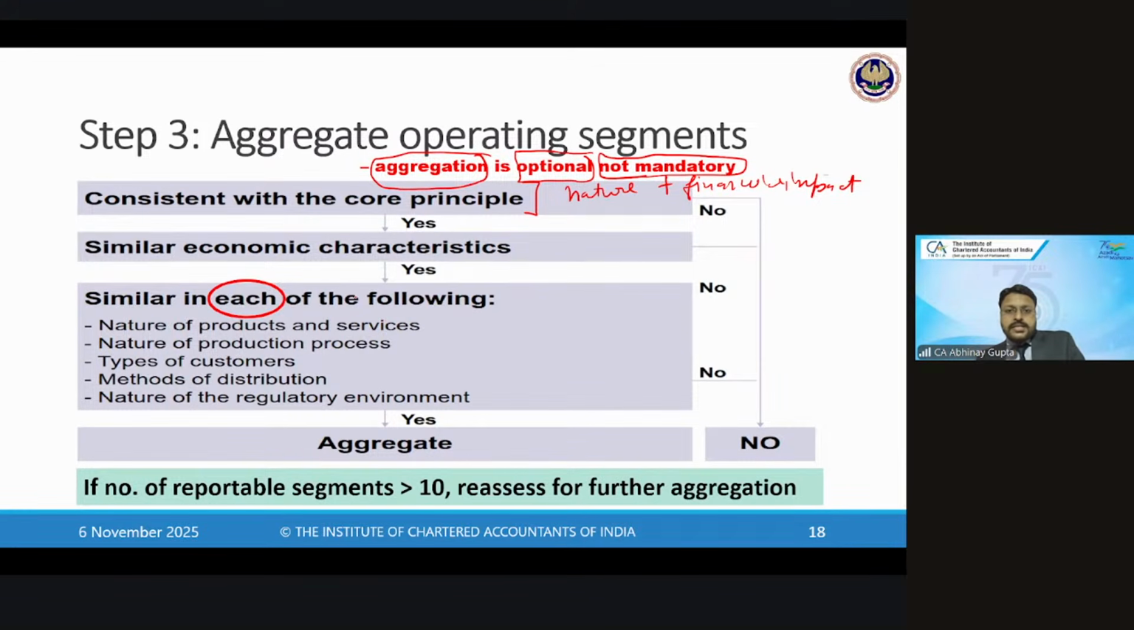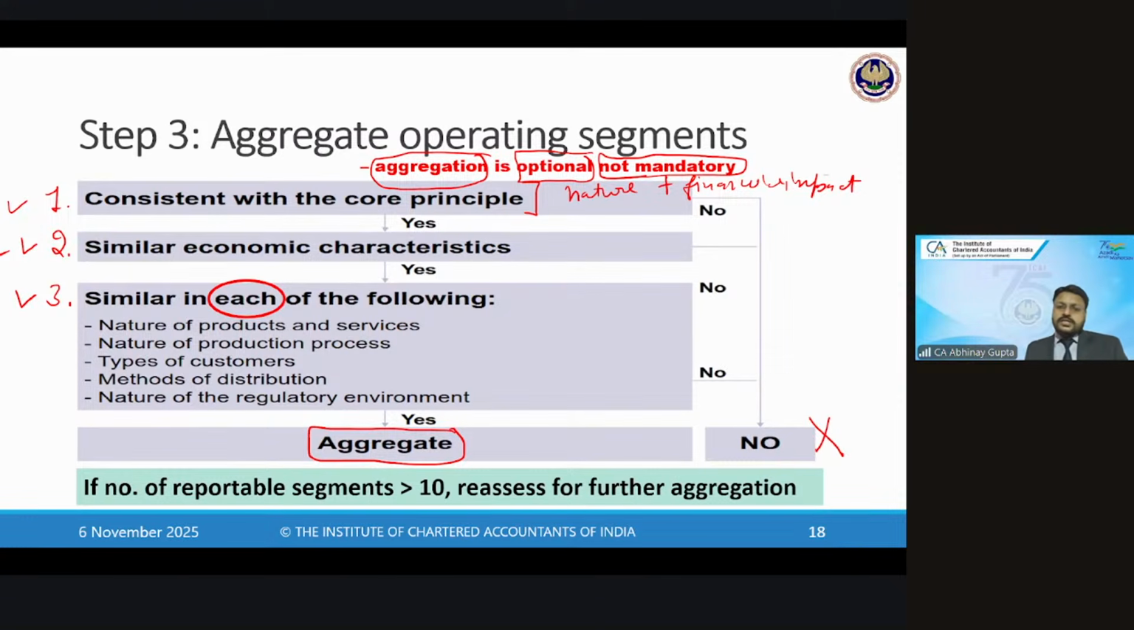Then the standard says if you are opting to aggregate some of the operating segments into one for disclosure purposes under this standard, then it has laid out certain conditions. Condition number 1, consistent with the core principle. Condition number 2, similar economic characteristics. Condition number 3, similar in each of the following, right? So once condition number 1, condition number 2 and condition number 3 are satisfied, then only aggregation is allowed or permissible. If any of these conditions is not satisfied, then aggregation is not permissible, right?